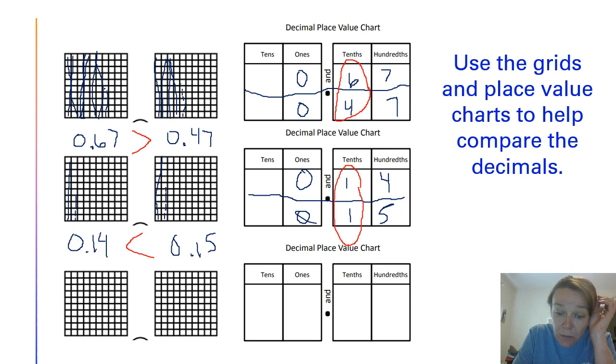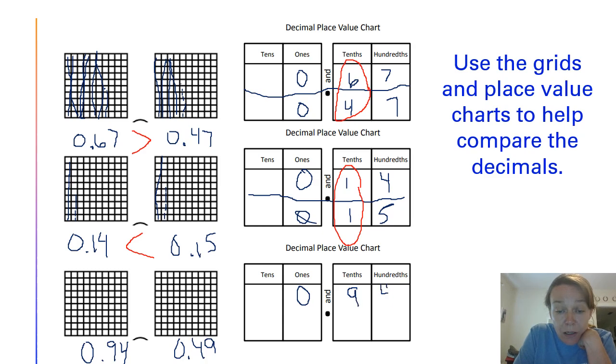All right, let's do one more. We're going to compare 0 and 94 hundredths to 0 and 49 hundredths. And again, you're probably yelling at the computer. You know which one is larger already. Okay, but my concern here is I want to know how you know that one's larger. That's where the deeper thinking comes in. How do you know that 0 and 94 hundredths is larger?